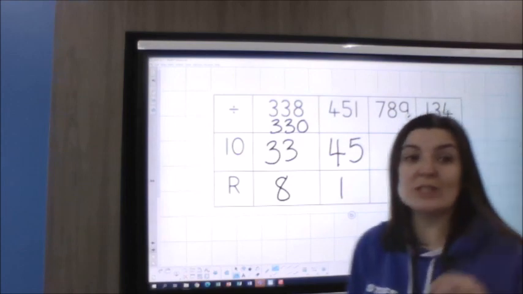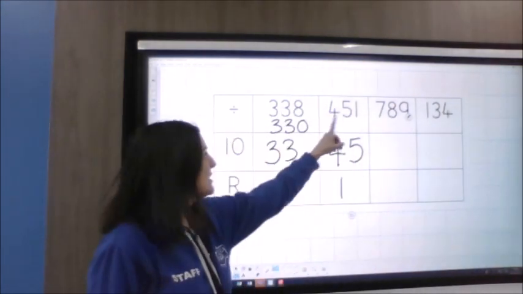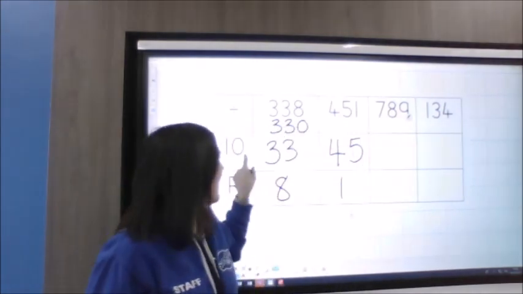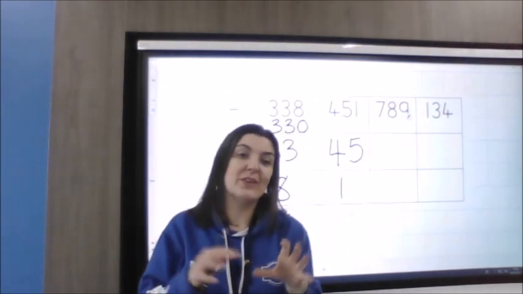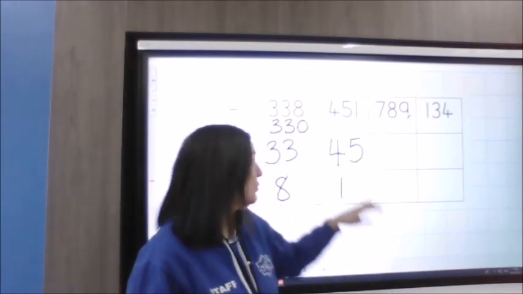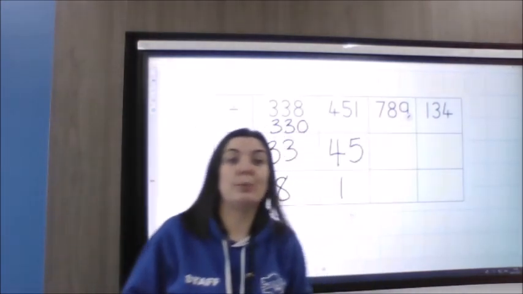See if you can pause the video and have a go at 789 divided by 10 and 134 divided by 10. Okay, so pause the video now and then I'll go through it with you. Right, so you should have had a go at these two now in your purple book.